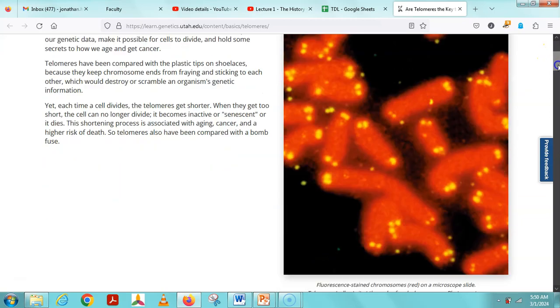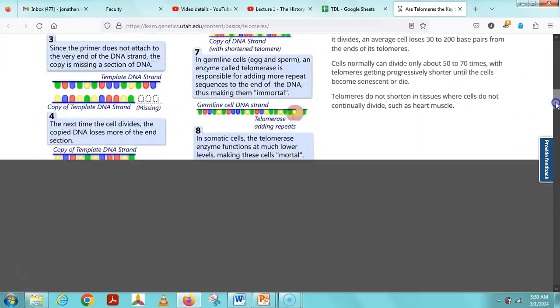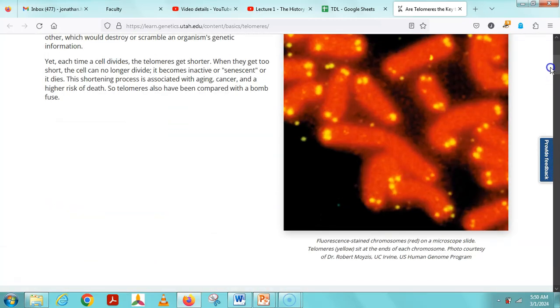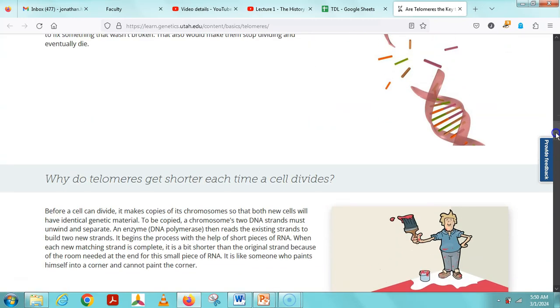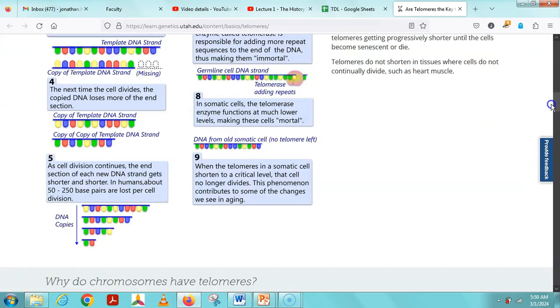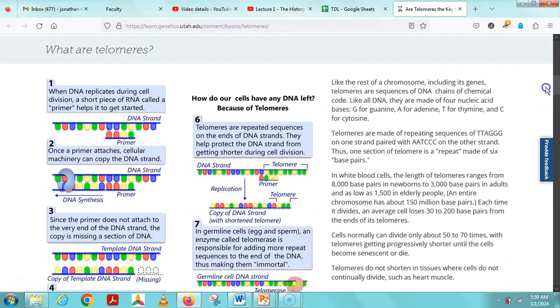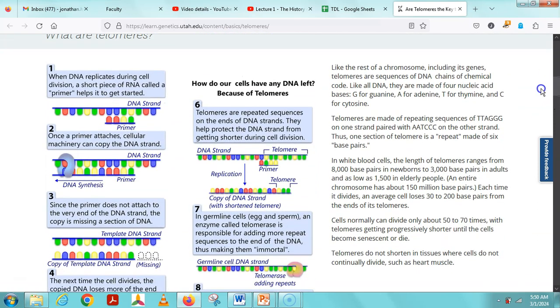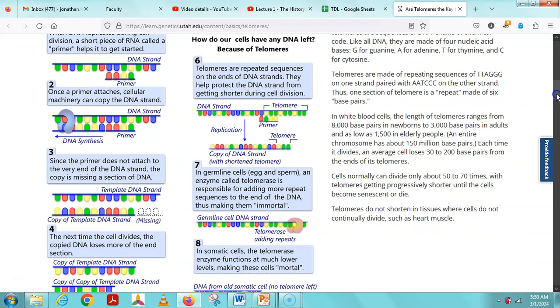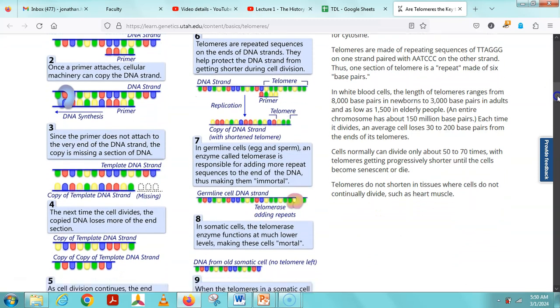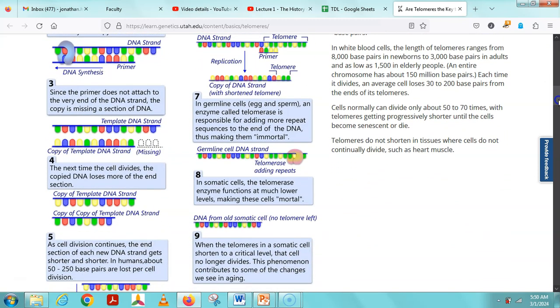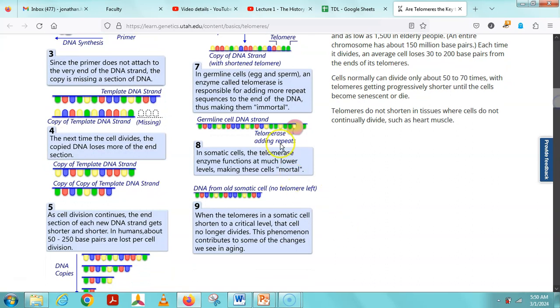So this is kind of like aglets on a shoestring. Let me show you what this means. There's like this repeated cap on DNA. And so here's the telomere, right? Just this repeated cap. And every single time it gets shorter and shorter and shorter. Telomerase is an enzyme that repairs it. Telomerase actually can make a cell immortal because it can keep replacing them. You can see right there the term immortal.